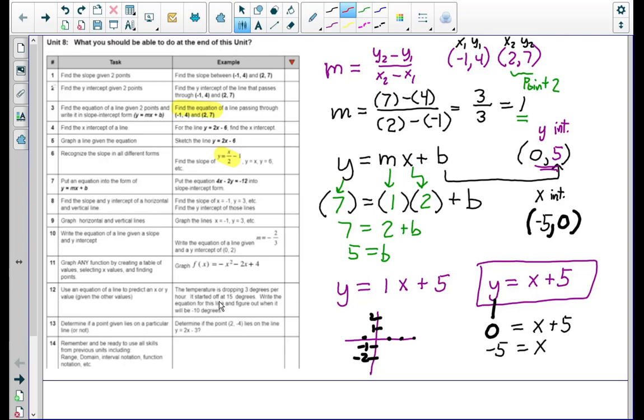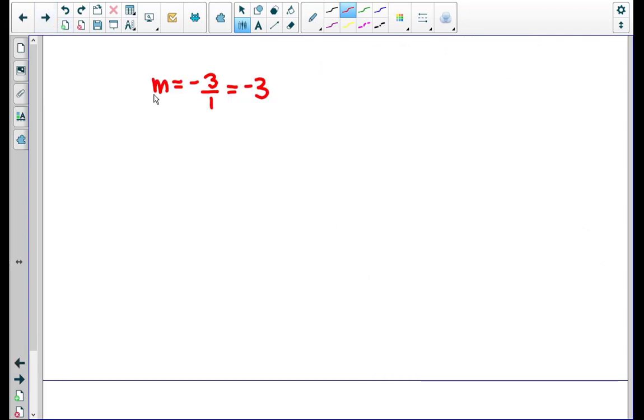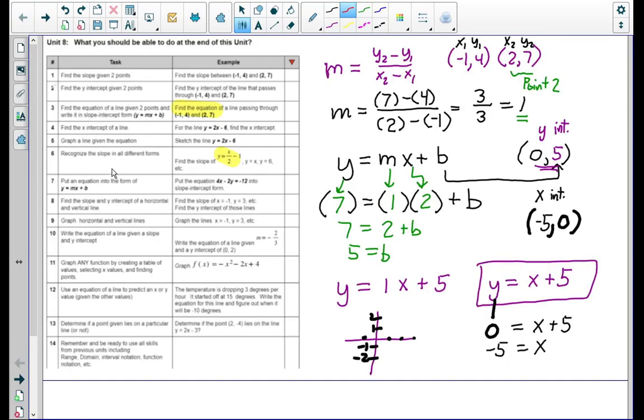It started off, so the starting point is the y-intercept at 15 degrees. Well, I should say that's the y value of the y-intercept. So 0, 15 is our starting point. So our y-intercept is 0, 15. And so then the letter b, which is the y value of the y-intercept, is 15. That makes it pretty easy.